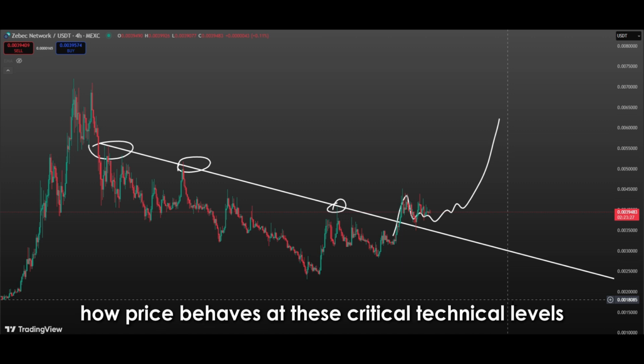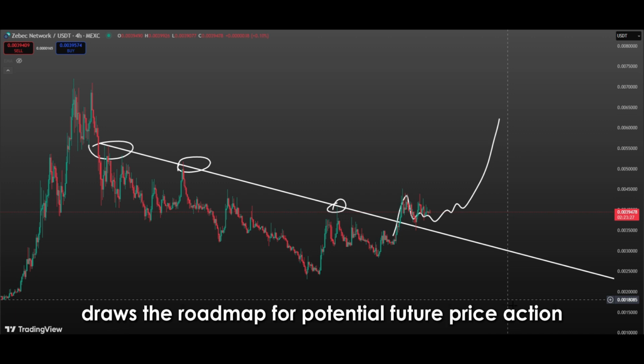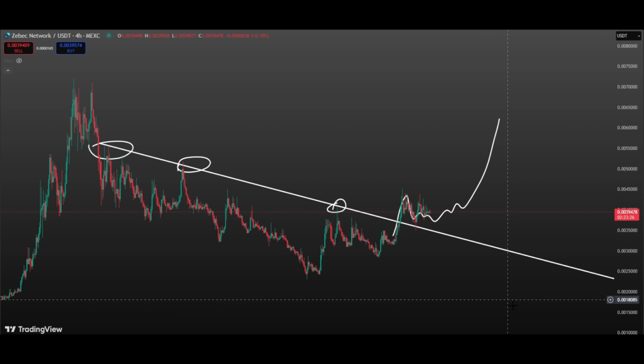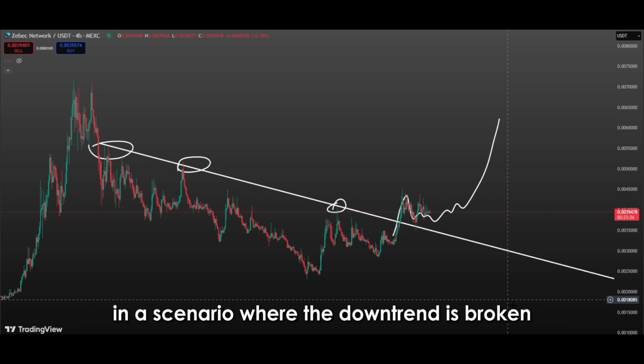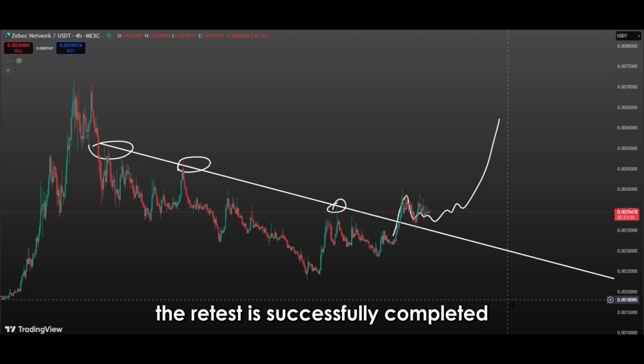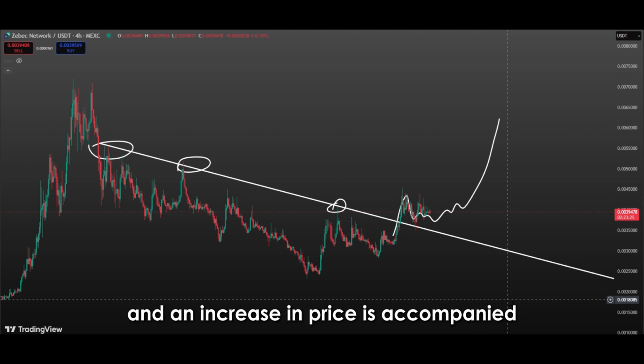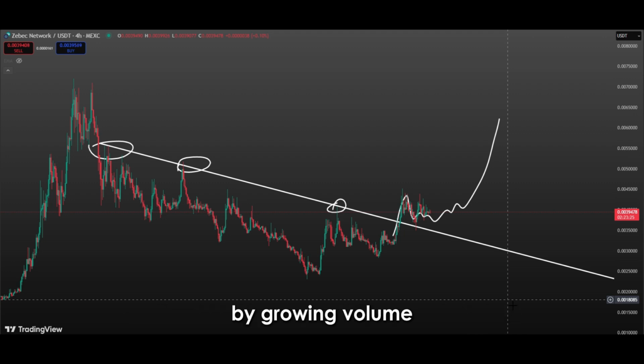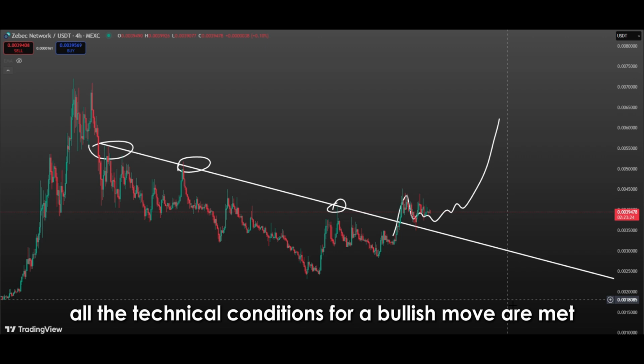How price behaves at these critical technical levels draws the roadmap for potential future price action. In a scenario where the downtrend is broken, the retest is successfully completed, and an increase in price is accompanied by growing volume, all the technical conditions for a bullish move are met.